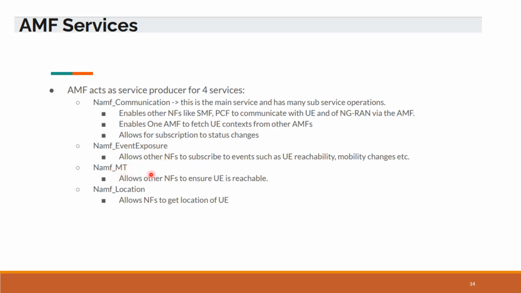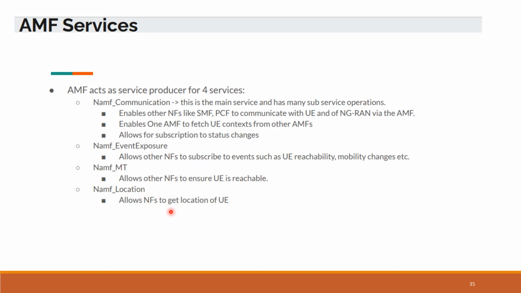Namf MT allows other network functions to ensure the UE is reachable. So if any network function needs to check whether the UE is reachable or not, it needs to invoke this MT functionality to communicate with AMF, and that AMF is going to check and confirm whether the UE is reachable or not. Location functionality: if any network function needs to check the location of a specific UE, it needs to invoke the location service in order to check the location of the UE.